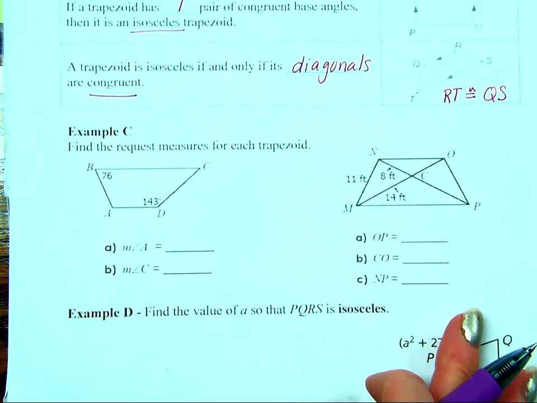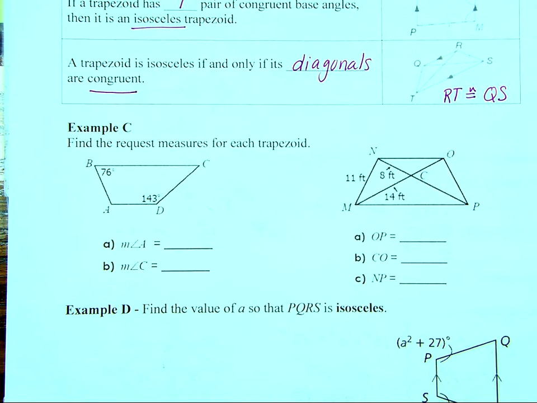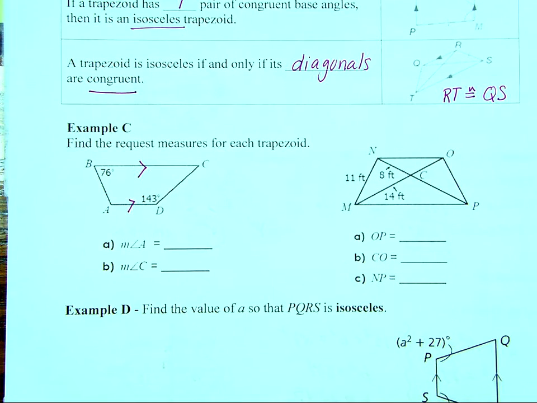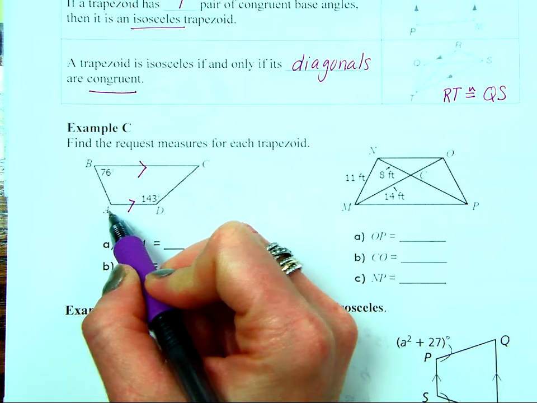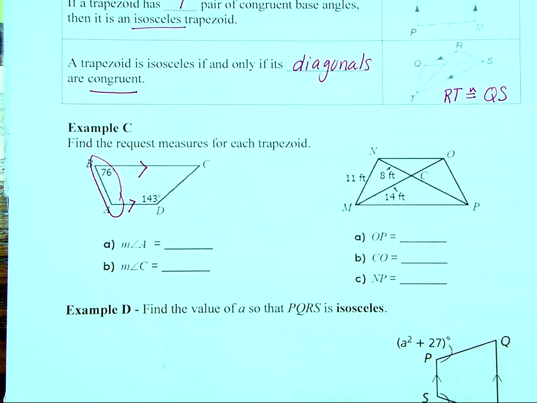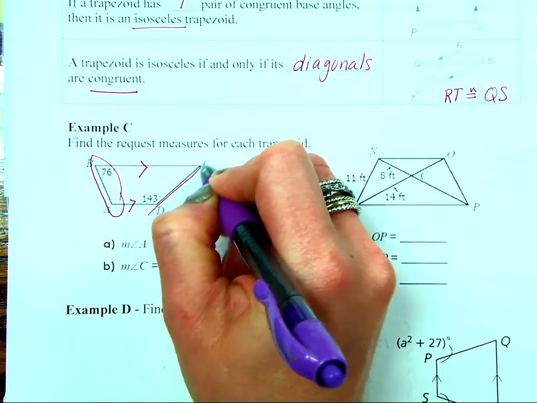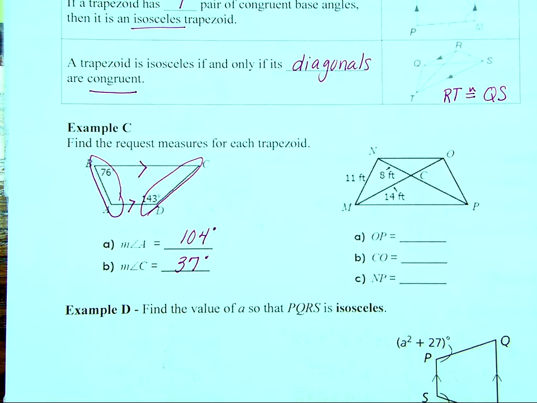Okay, in example C, we're going to take a look at solving for some measures. The first one, they're asking me to solve for angle A and angle C. Well, in this trapezoid here, my parallel sides are AD and BC, and so do I know angle A to be 143? No, because it's not isosceles. But these two would end up being same side interior. And so A is going to be the supplement of 104. Likewise true for C. These are same side interior, and so that would be 37 degrees.